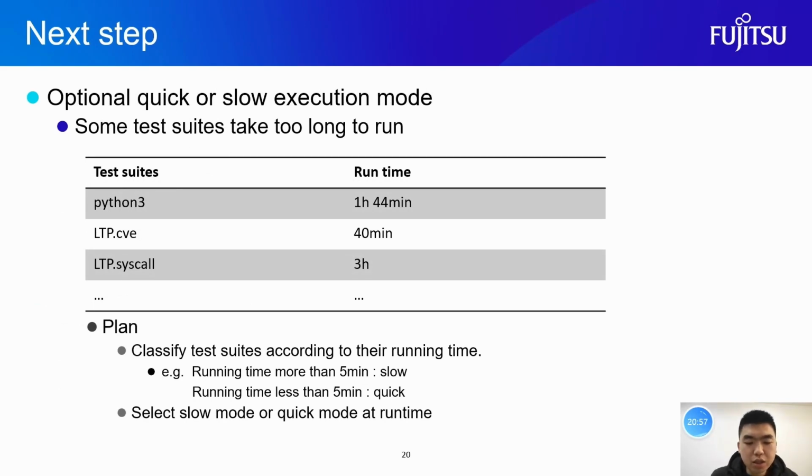There's an explanation in addition of fast and slow mode mentioned earlier. Now, when the AGL test command is executed, all test suites are executed by default. Since some test suites take quite a long time to run, the total runtime will become even longer. For example, Python 3 will run for 1 hour and 40 minutes. CVE in LTP will run for 40 minutes, and the syscall will run for 3 hours.